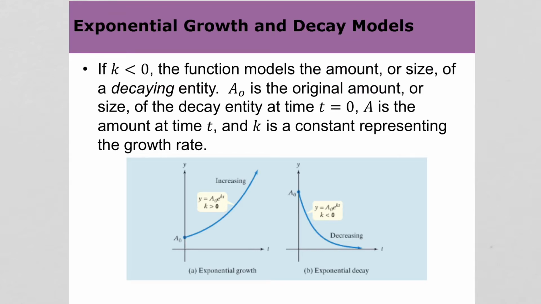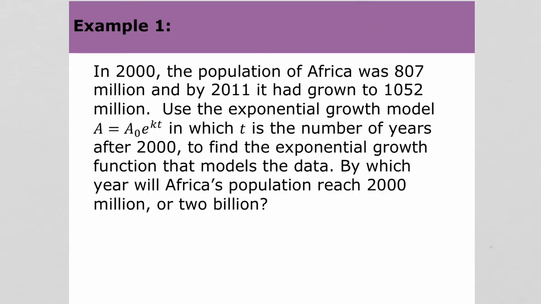Exponential growth goes up, exponential decay goes down. Example 1. In 2000, the population of Africa was 807 million, and by 2011 it had grown to 1,052 million. Use the exponential growth model, in which t is the number of years after 2000, to find the exponential growth function that models the data. And then it has a question for us. So when we're doing these problems, unless it gives us the function, the first thing we have to do is find k.